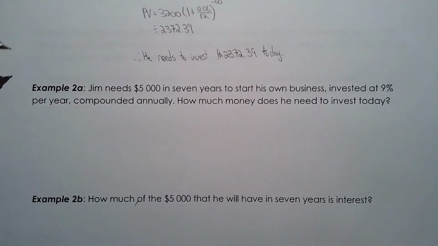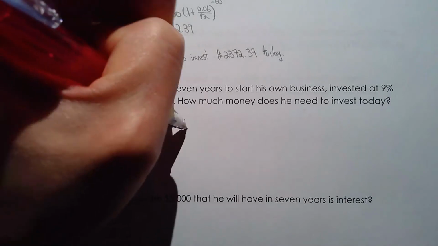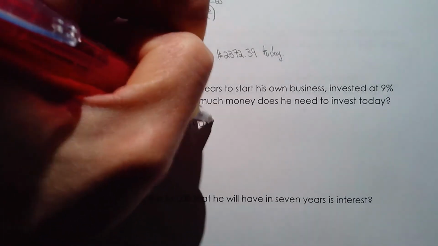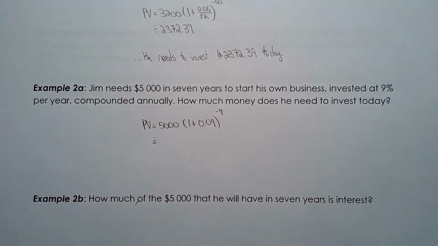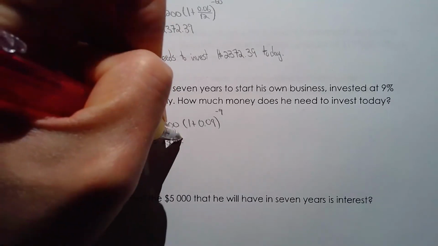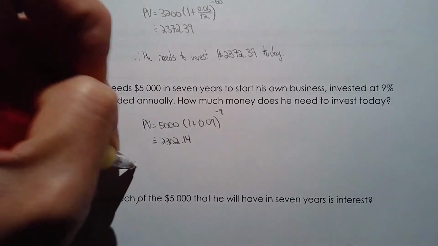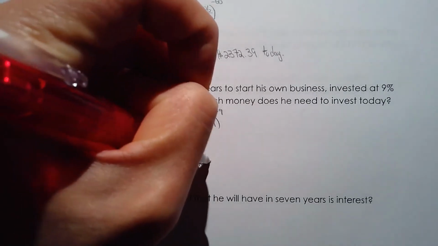Jim needs $5,000 in 7 years to start his own business. He's going to invest his money at 9% per year compounded annually. How much does he need today? Once again, calculate the present value. So you know the future value is 5,000. It's compounded annually. Perfect. So it's once a year for 9 years. That's 9 compounding periods. So we're looking at about $2,300. He needs to invest about $2,300 today.